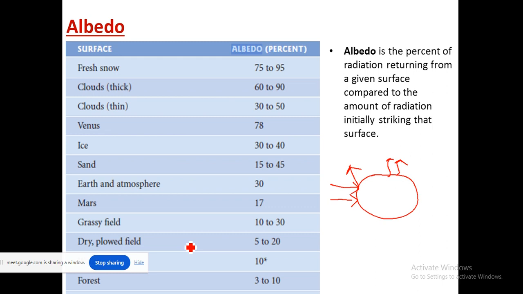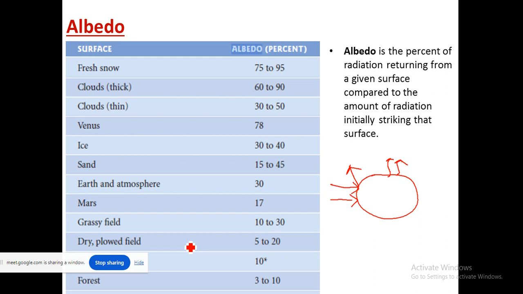Suppose the incoming solar radiation is reaching a region with fresh snow cover. Almost 95% of the incoming solar radiation is being reflected. That is, if 100 watt per meter square is coming, 95 watt per meter square is being reflected and only 5 watt per meter square is being absorbed by the surface. That is the case for snow. Now if we consider clouds, in the case of thick clouds, almost 90% of the incoming radiation is being reflected back and only 10% is being absorbed. In the case of thin clouds, it is 50%. When we consider ocean and land, in the case of land or sand, the albedo is comparatively higher, 15 to 45%, whereas in the case of ocean or water, the reflection is less. The albedo is less, and it absorbs most of the incoming radiation. So that's the case for water.